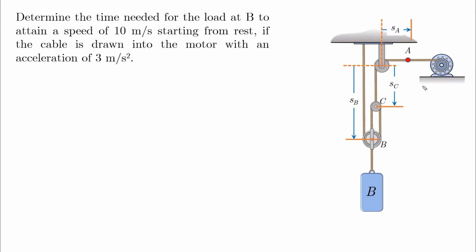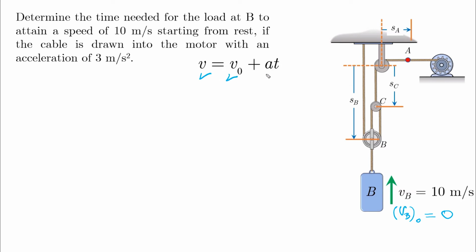And by looking at the problem, we have the final velocity of B, which is 10 meters per second. We have its initial velocity from rest equals 0, and we need the time. So we can use the first constant acceleration equation, which is v equals v naught plus a times t.